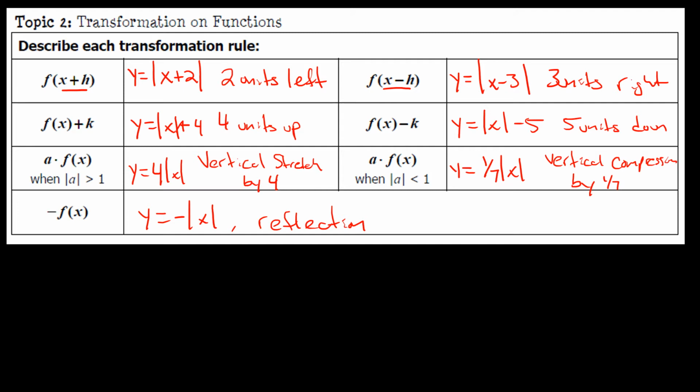Okay, so just a little review of what we started at the beginning of this unit, and we've seen this and been using this ever since. So let's go ahead and do some real problems.